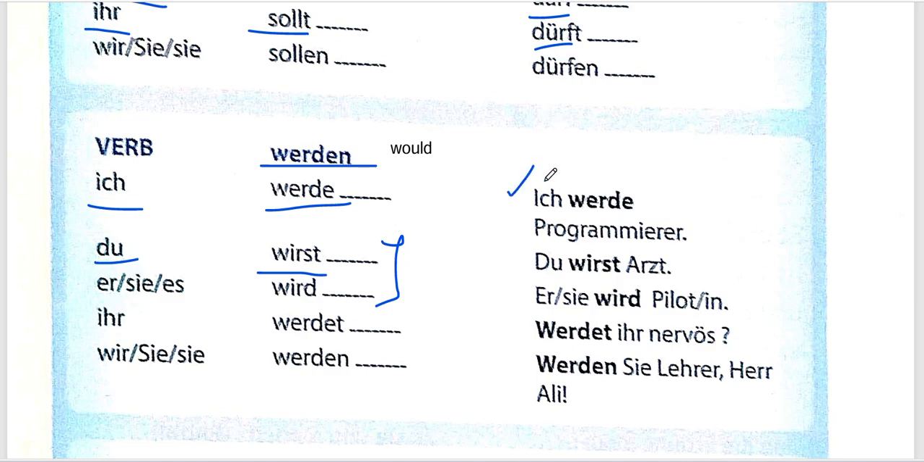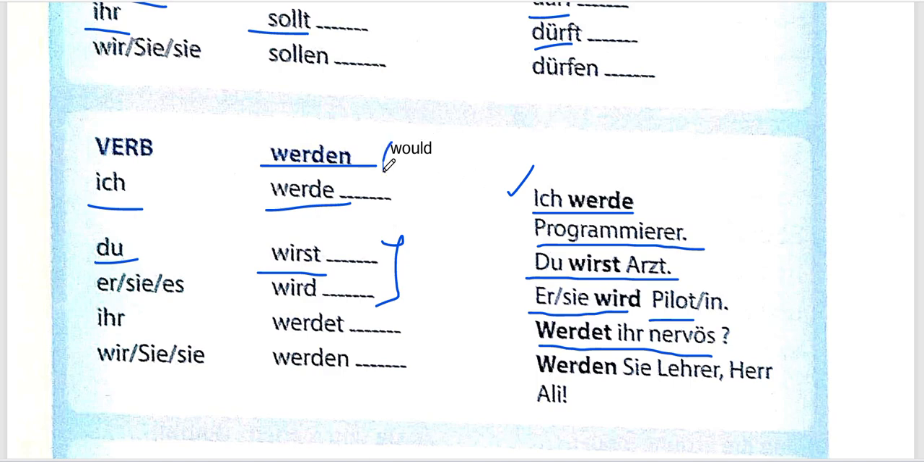So let's take a look at a few examples. Ich werde Programmierer. That means I would like to become a programmer. Du wirst Arzt. You would become a doctor. Er, sie wird Pilot. If it's a boy, then it's Pilot, and if it's a girl, it's Pilotin. Werdet ihr nervös, I guess. Are you all nervous? Would you all become nervous kind of?